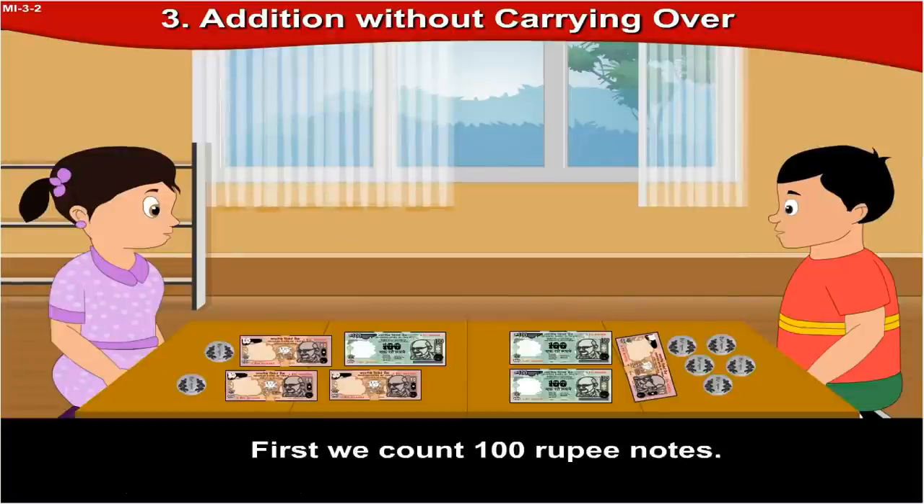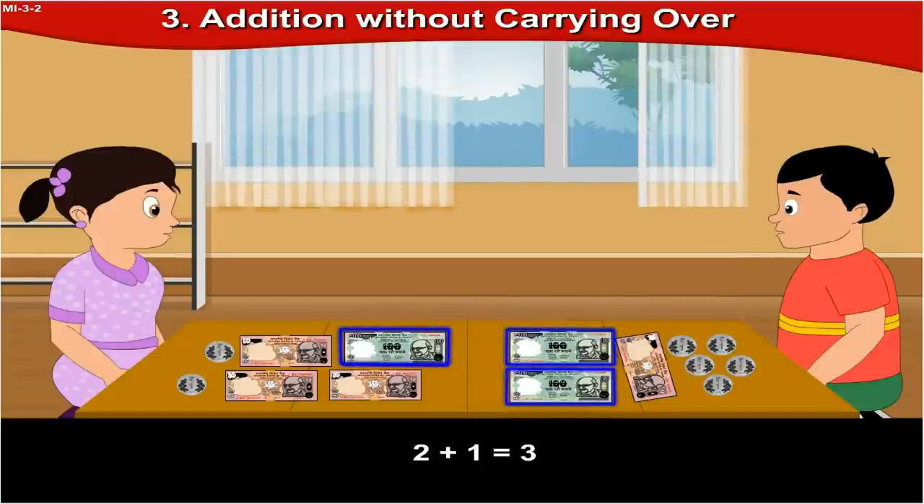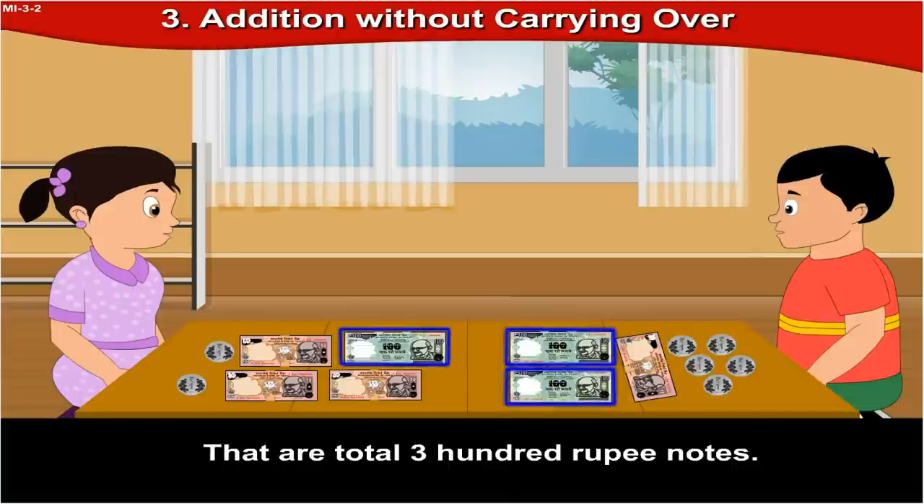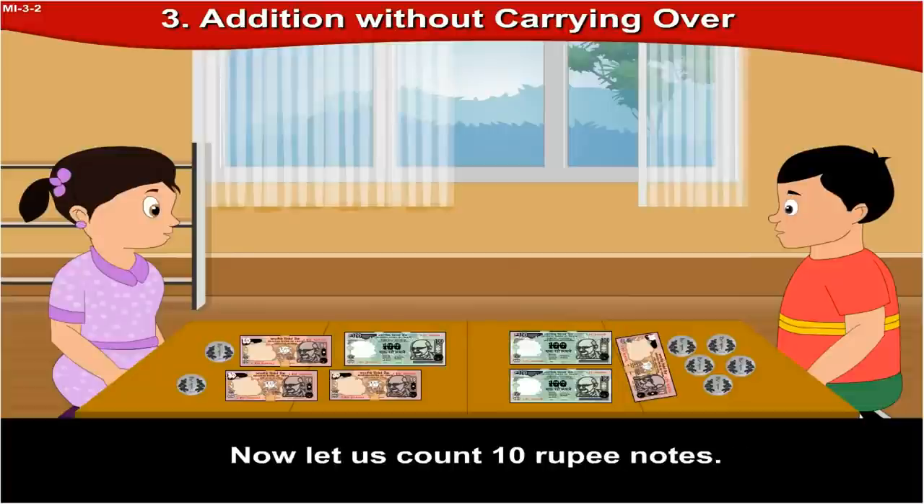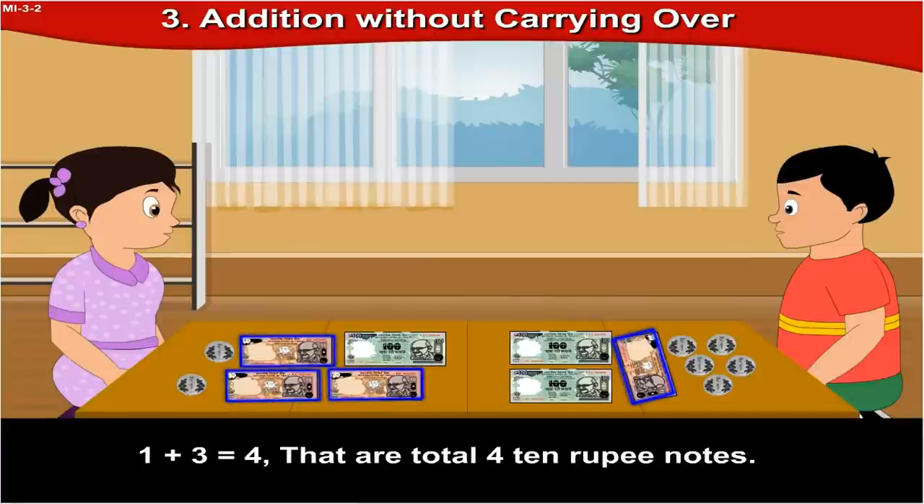First we'll count 100 rupee notes. Tony has 200 rupee notes and Sonu has 100 rupee note, which means 2 plus 1 is equal to 3. That is, there are total 300 rupee notes. Now let us count 10 rupee notes. Tony has one 10 rupee note and Sonu has three 10 rupee notes. So total would be 1 plus 3, that is 4. So together they have 4 10 rupee notes.